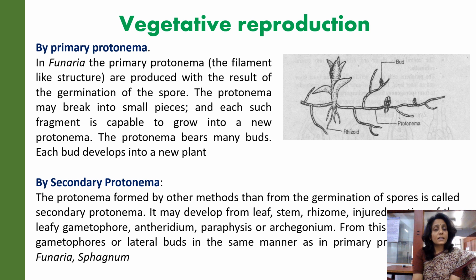By secondary protonema. The protonema formed by methods other than the germination of the spores is called secondary protonema. The secondary protonema may develop from the leaf, stem, rhizome, or from any injured part of the plant. From this, the new gametophores or lateral buds arise in the same manner as in the primary protonema, as seen in Funaria and Sphagnum.